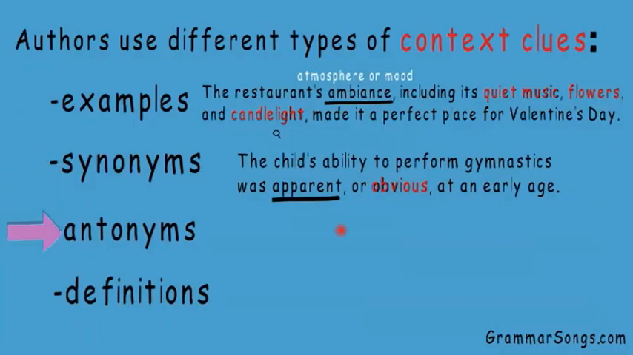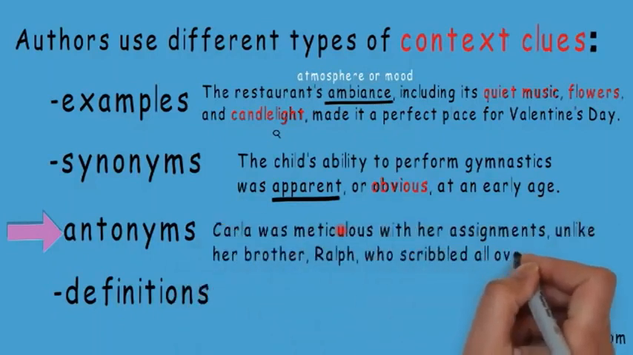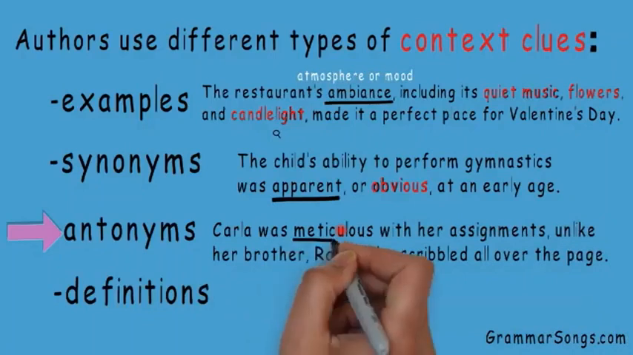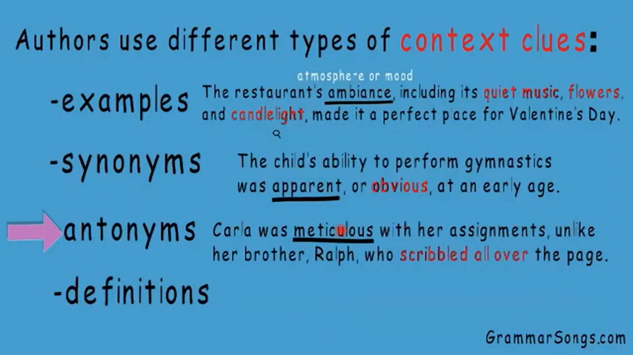Sometimes authors will use antonyms to help the reader grasp an unfamiliar word by stating the opposite. Carla was meticulous with her assignments, unlike her brother Ralph, who scribbled all over the page. If you don't know what meticulous means, the antonym phrase scribbled all over would let you know that Carla was neat and careful with her assignments, unlike her brother Ralph.